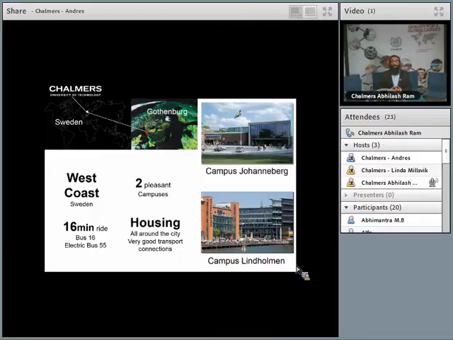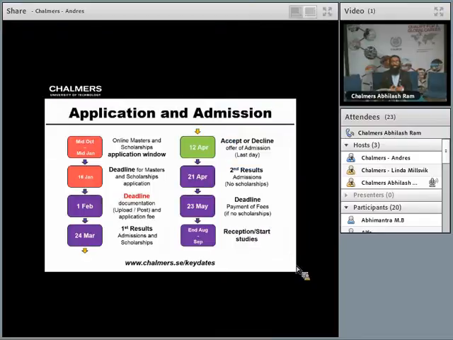On the next slide, we are looking at application and admission, the timeline. You already know that the first two deadlines have been passed. So our application window was open between mid-October and mid-January, and that was the 16th of January. The 16th of January was the deadline for the master's applications and also for scholarship applications. So I hope that all of you have made your applications already. The next deadline comes on the 1st of February.